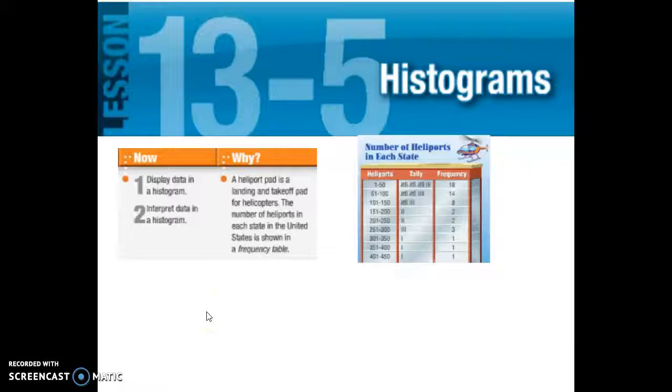Hey class, today I'll be working on histograms. It's not going to take us too long to get through. We're going to be looking at frequency, how to represent them, and how to read histograms.